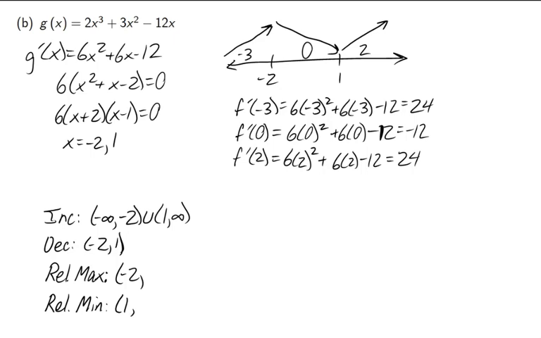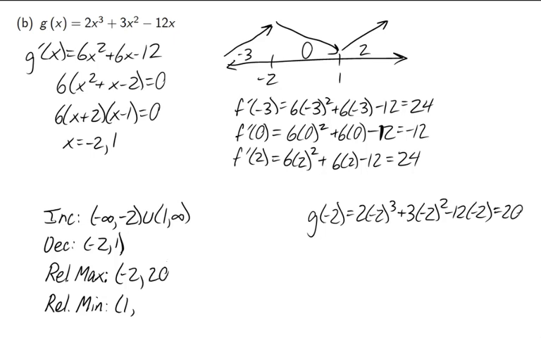So let's find our y values and we're finished. Plug it into the original function for the y values. G of negative 2 is 2 times negative 2 cubed plus 3 times negative 2 squared minus 12 times negative 2, 20. So 20 is my relative max's y-coordinate.